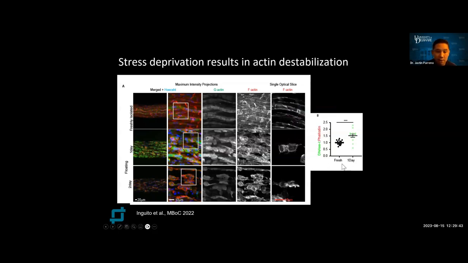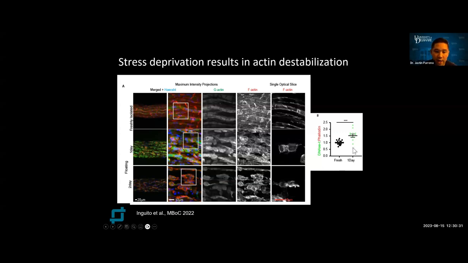We first looked at F-actin. We developed a methodology to do whole mount staining for F- and G-actin on the tail tendons that are either freshly isolated from the mechanically loaded stretched environment or that were in floating stress-deprived conditions for 1 or 2 days. What you see here is that after 1 day, there's an increase in the amount of G-actin in the tendon, similar to our SYNAB studies. In the higher magnification images shown here, you can see that there's much more green signal. In addition, if we magnify these boxed regions even more and look at a single optical slice, you can see that cells are aligned in the freshly isolated tendon, but after 1 day, the cells rounded up quite a bit.